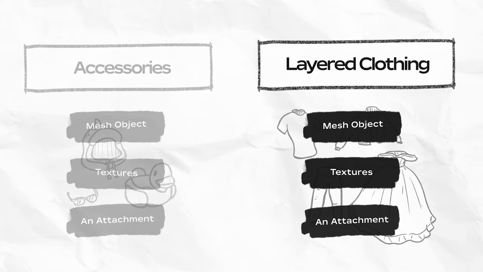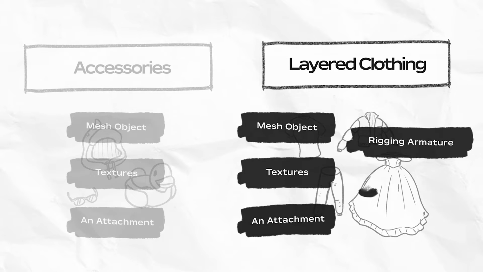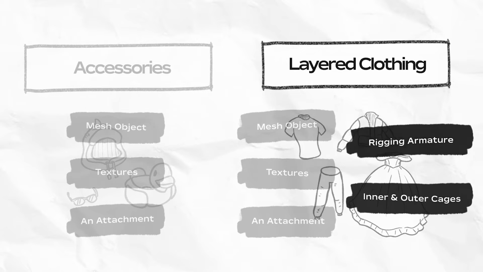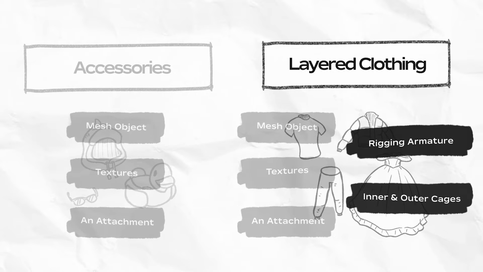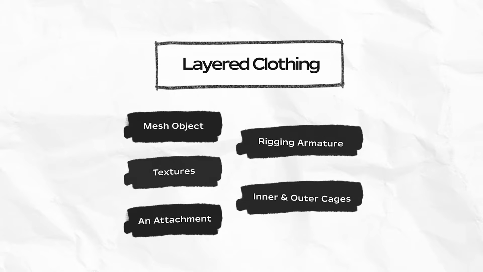But in order to make layered clothing, you'll also need two additional components: a rigging armature and inner and outer cages. These additional two components are what lets your layered clothing items be worn in conjunction with each other, so that you can mix and match and layer multiple items together. Let's talk about each component in turn.